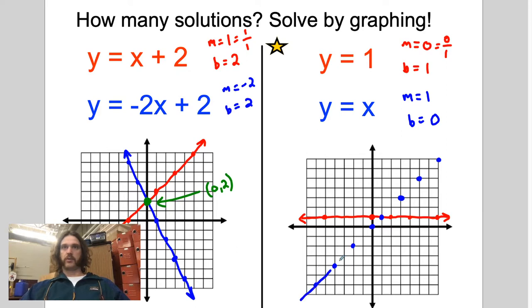I'd like you to display the graph in all of its entirety. Okay, so our solution here is the point 1, 1. That is our solution. Now you could solve this problem verbally.